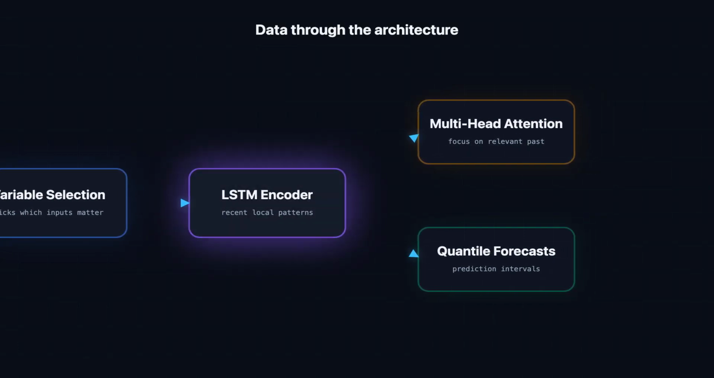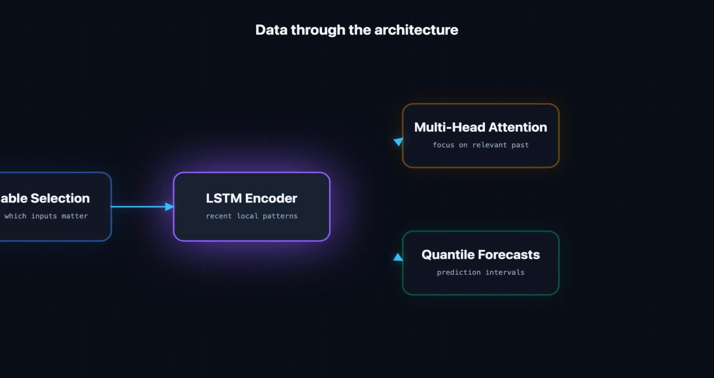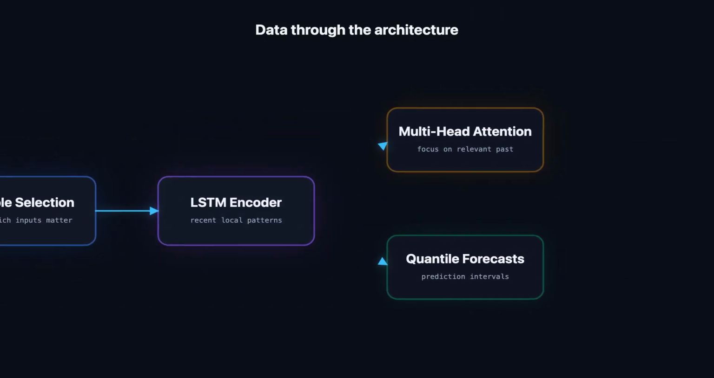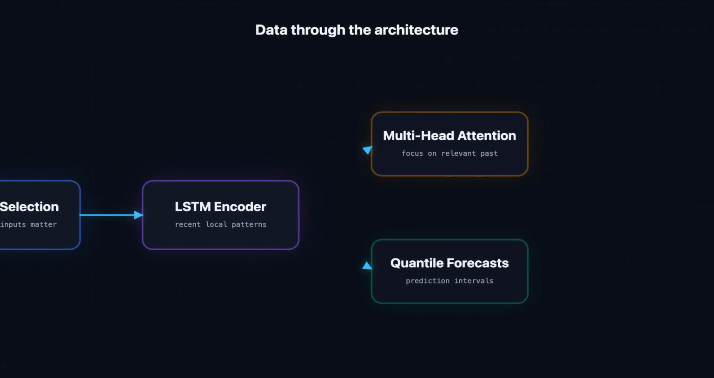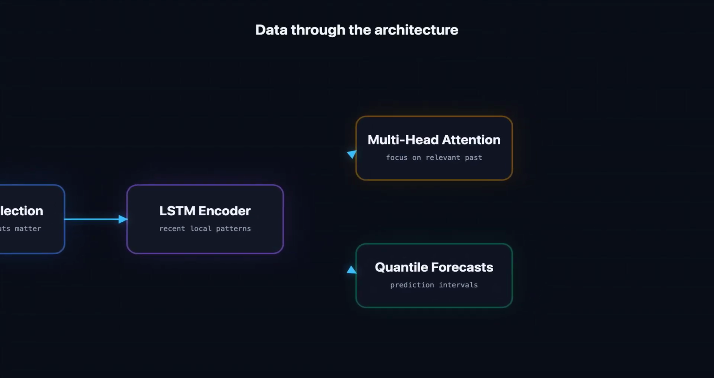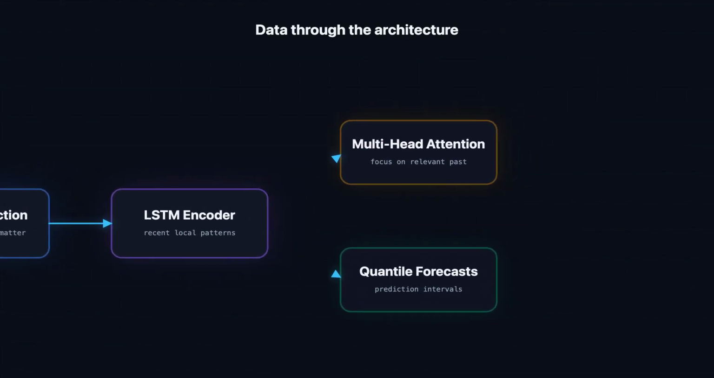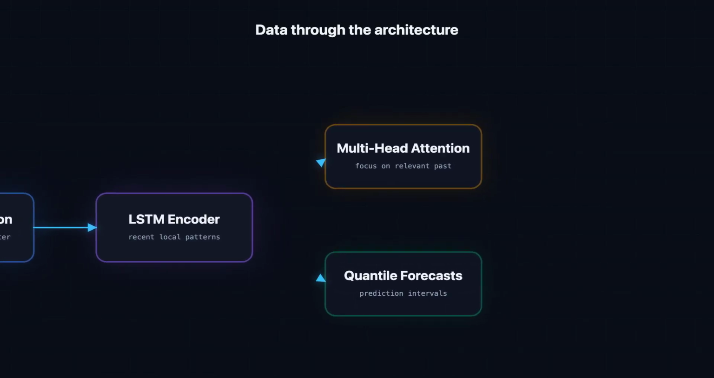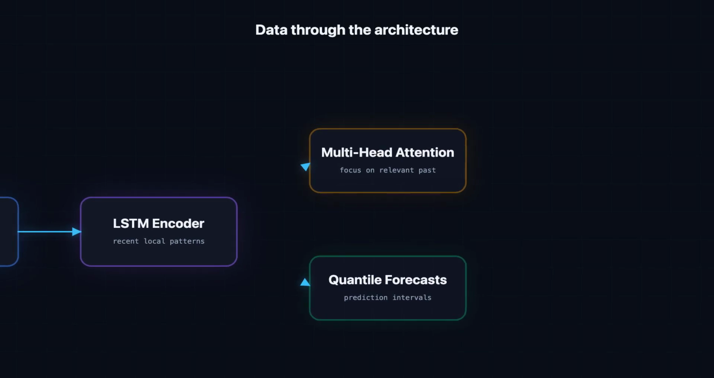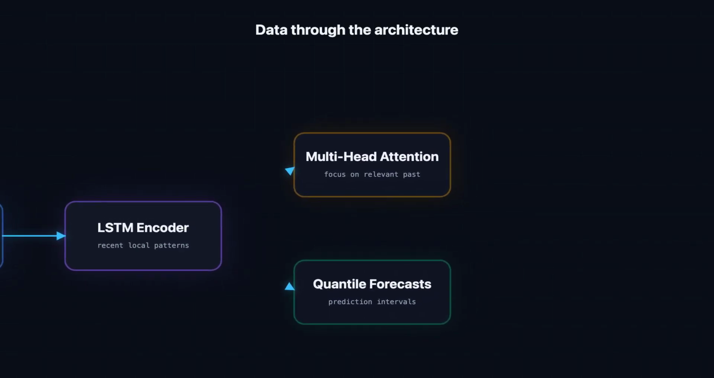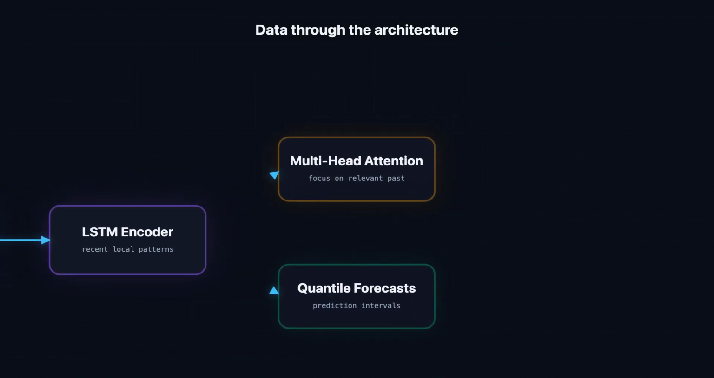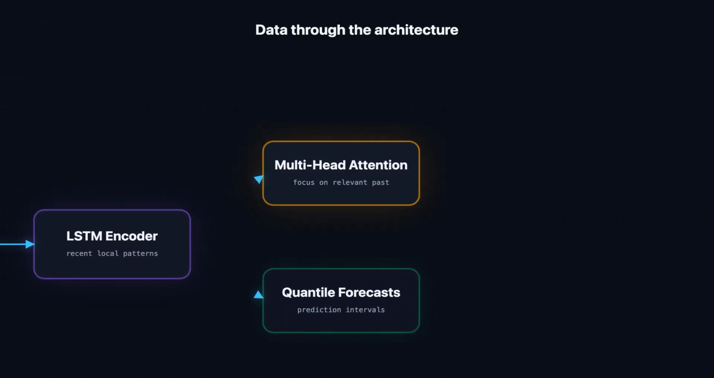interpretability starts. Next, an LSTM layer working in a sequence-to-sequence fashion handles local processing. This is the part that chews on recent patterns, the short-term ups and downs right before the point you're forecasting from, encoding those nearby dynamics into a useful representation the rest of the model can build on.